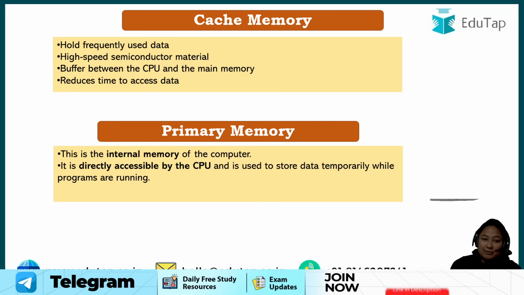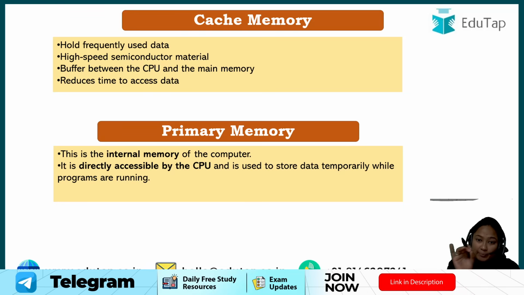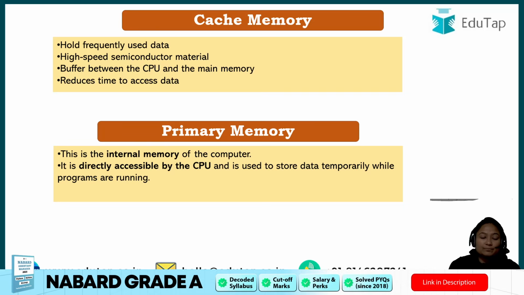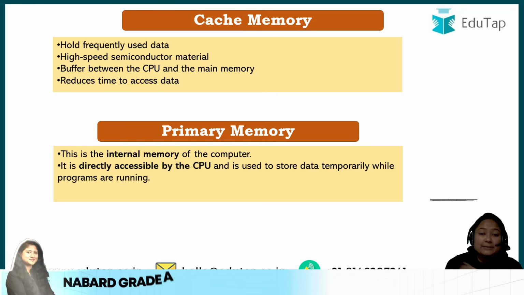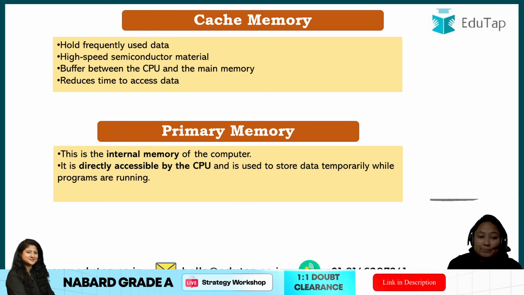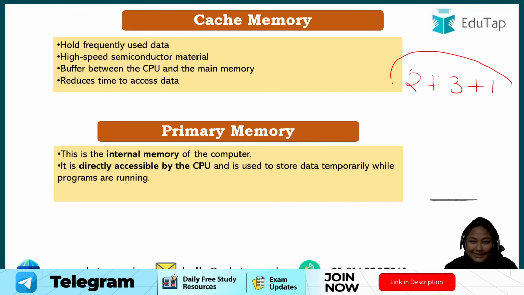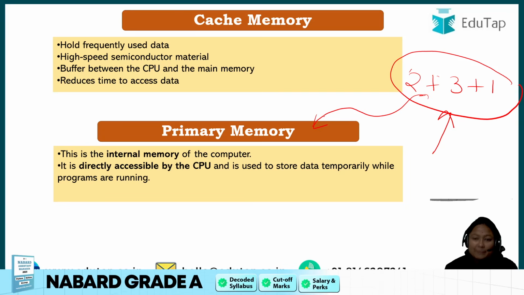Then we have primary memory. Now, see, for cache memory and register memory, the points that we have discussed are more than enough. In primary memory, we have a division into RAM and ROM, which we need to understand very carefully for the examination. Primary memory is basically the internal memory of the computer. It is directly accessible by the CPU, and it is used to store data temporarily. That means when your computer is calculating 2 plus 3 plus 1, the process is not going on right now, but you have given the command to the computer. When the command is given, it gets loaded into the primary memory.